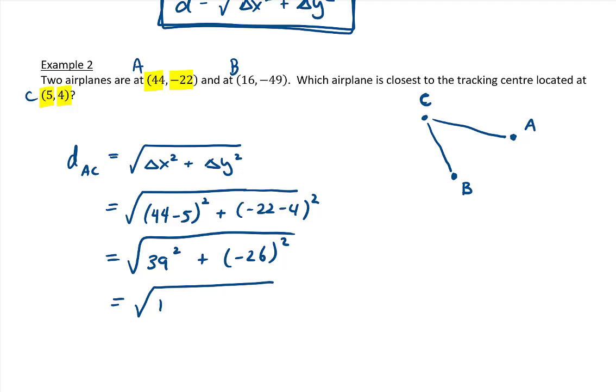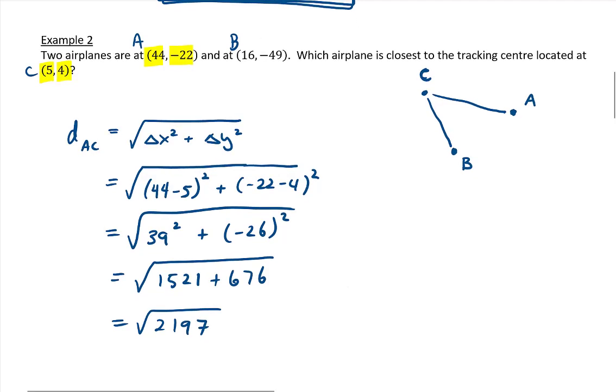So 39 squared is 1521, and 26 squared is 676. If we add these two up, we get 2,197. And we can stop there. You could approximate it if you wish. If you did that, you would get approximately 46.9 units. That's the distance from point A to point C.